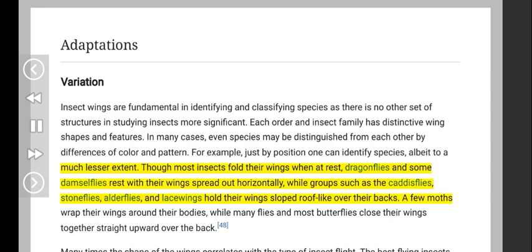Though most insects fold their wings when at rest, dragonflies and some damselflies rest with their wings spread out horizontally, while groups such as the caddisflies, stoneflies, alderflies, and lacewings hold their wings sloped roof-like over their backs. A few moths wrap their wings around their bodies, while many flies and most butterflies close their wings together straight upward over the back.